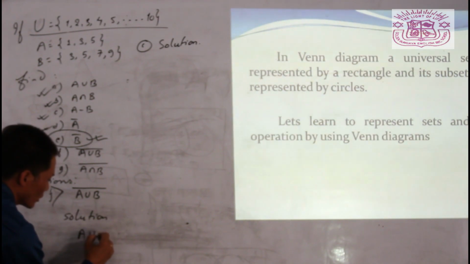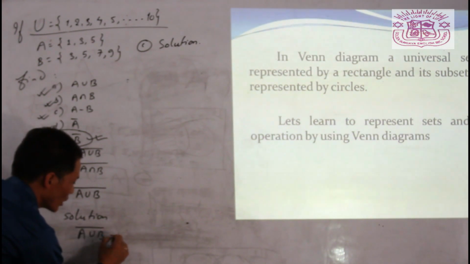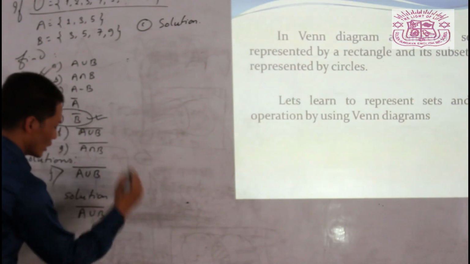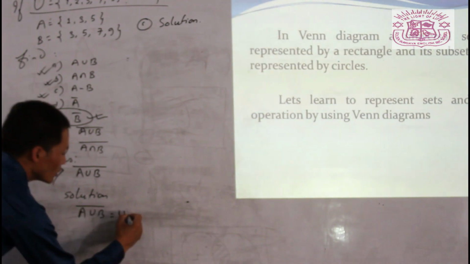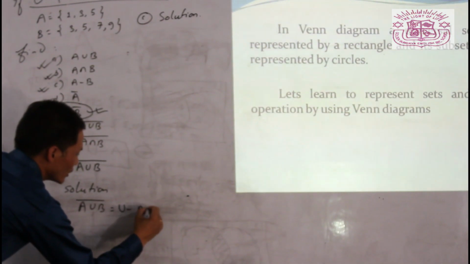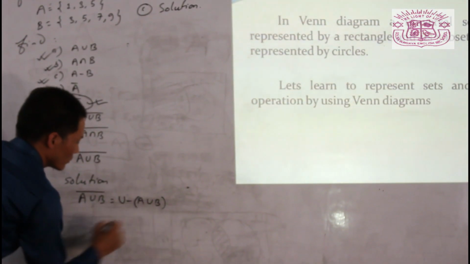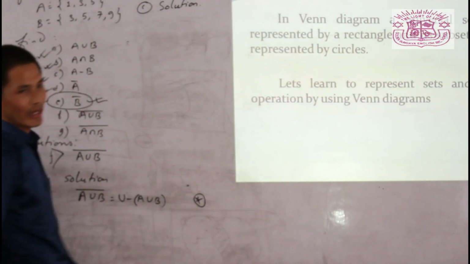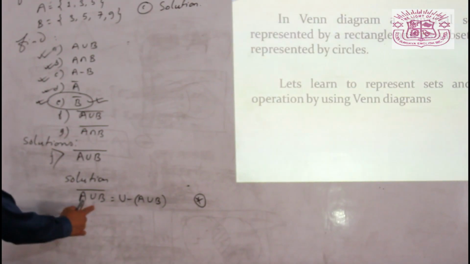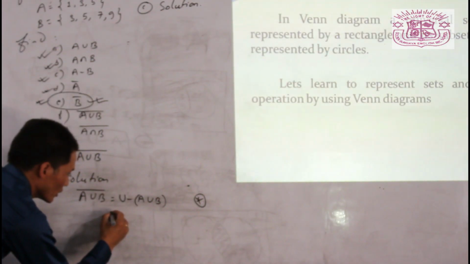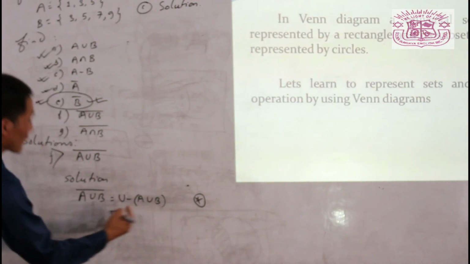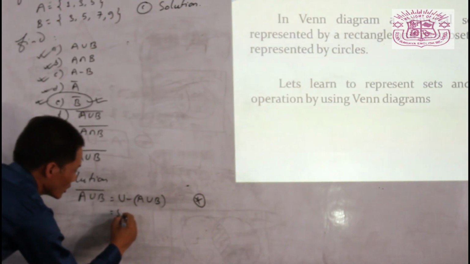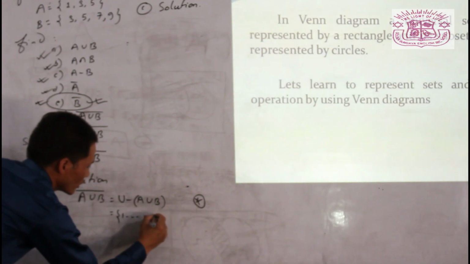A union B complement means, as I've already said, the difference of the universal set with the union A union B. You can mark this as important. This may be a formula for you; you can note it down in your copy. So U means the elements 1 to 10.